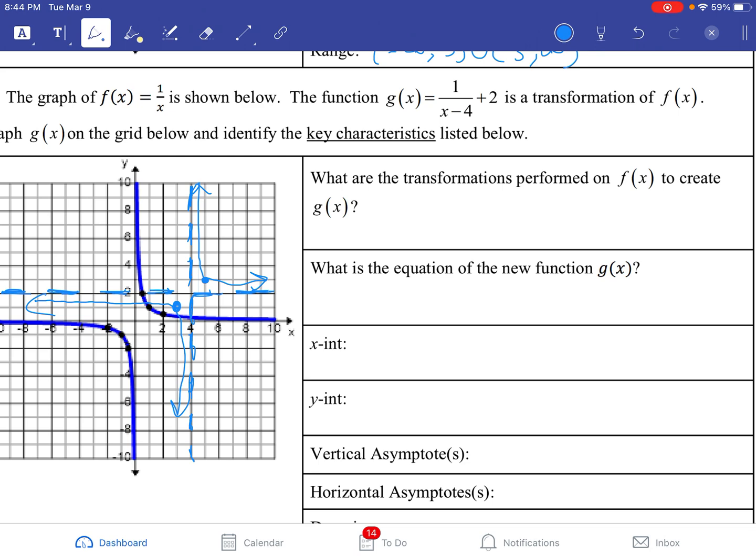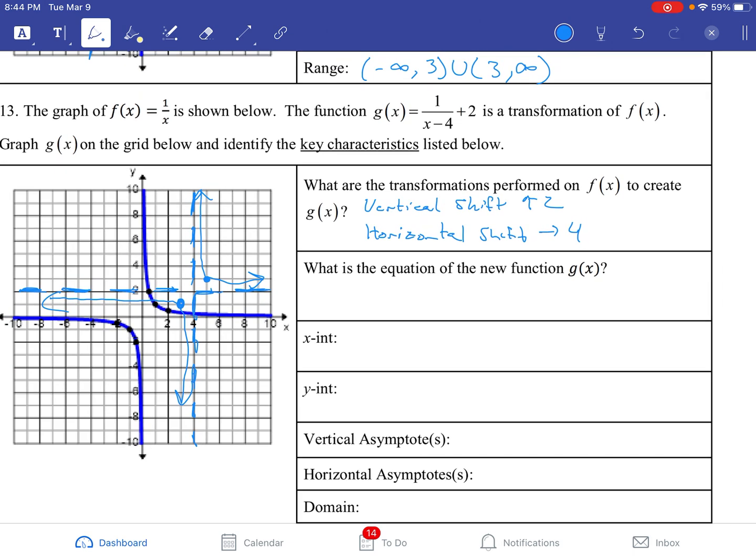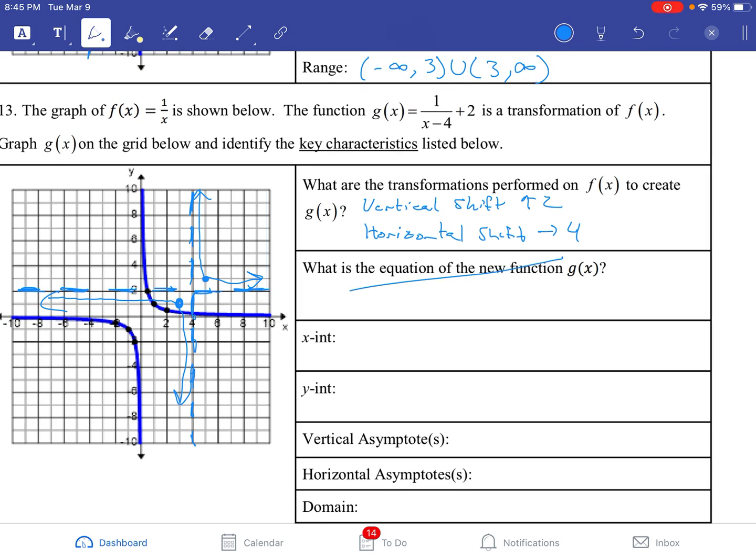What are the transformations performed on f of x to create g of x? So we have a vertical shift up by 2. We have a horizontal shift to the right by 4. Oh, you can scratch this part off. You already have the equation right there.